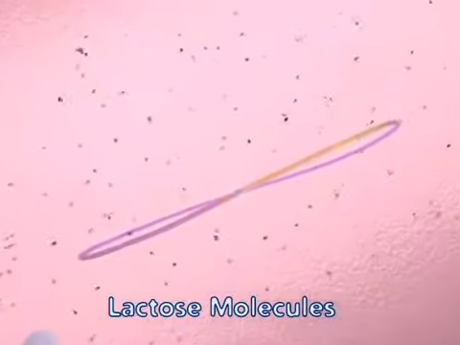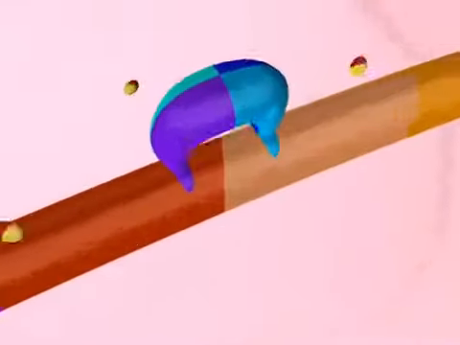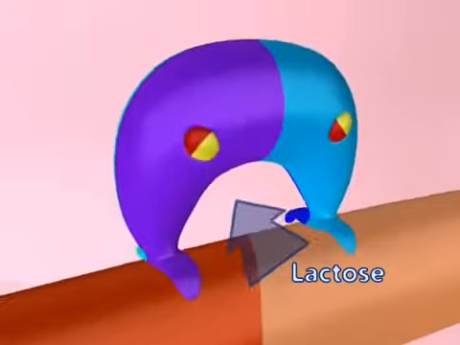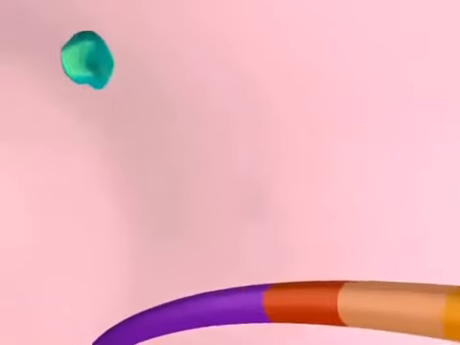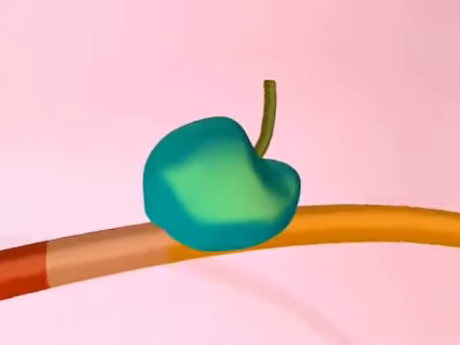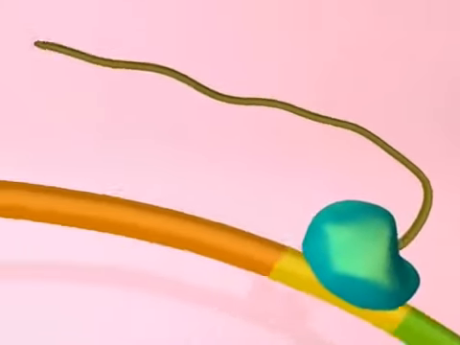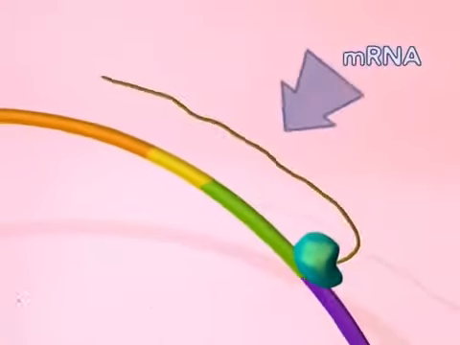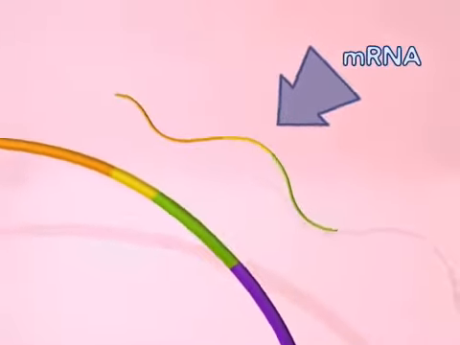After first appearing in the cellular environment, lactose passively enters the E. coli cell and binds to the repressor molecule. This binding releases the repressor from the controlling region. At this point, RNA polymerase can begin transcription of the operon. Here we show 2 of the 3 lac operon genes being transcribed into mRNA.